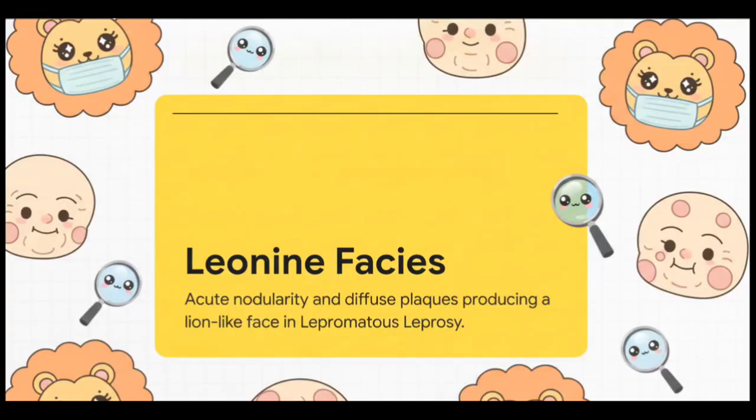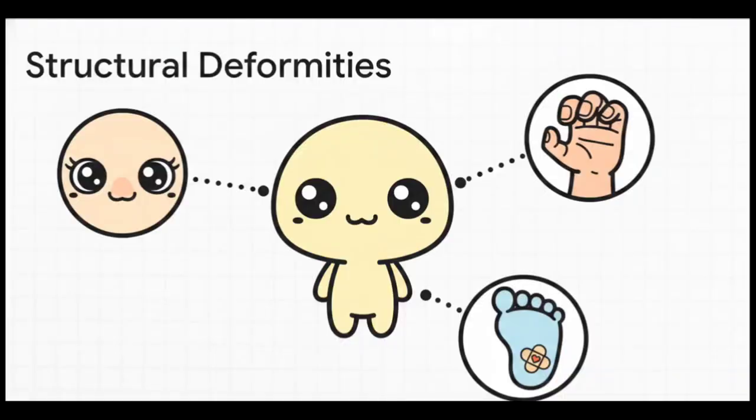That specific immunological failure in lepromatous leprosy leads to some severe cutaneous manifestations. One of the most classic is leonine facies, which literally means a lion-like face. The extensive, symmetrical disease causes pale macules to merge into diffuse plaques and nodules. This acute nodularity drastically alters the structural shape of the face, and the chronic skin wrinkling that follows creates a prematurely aged appearance.